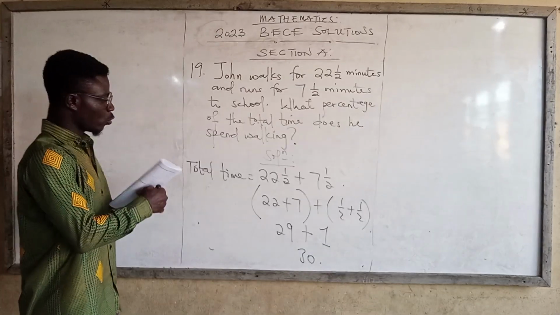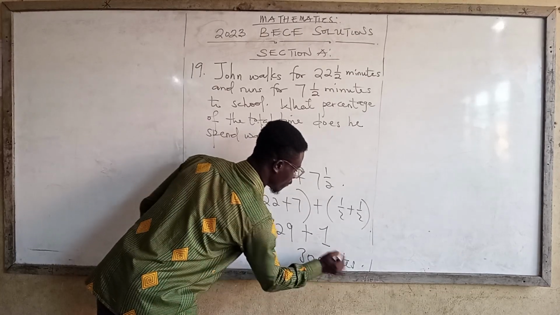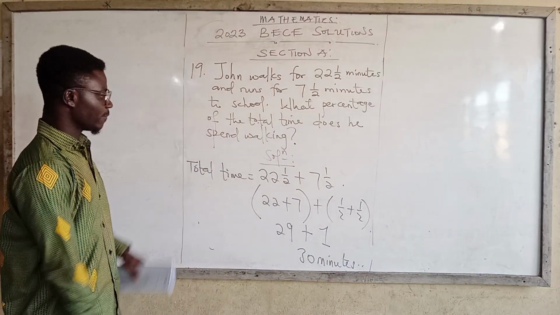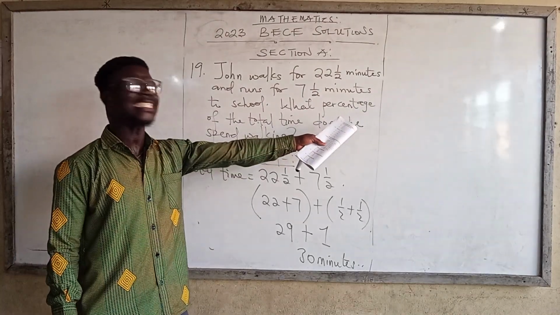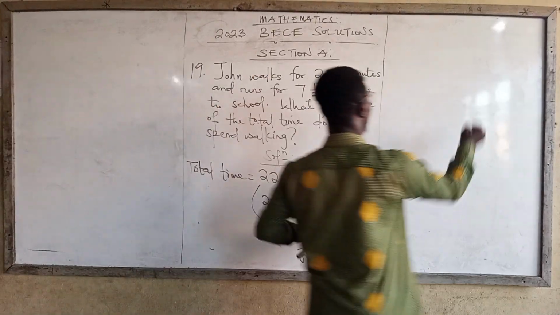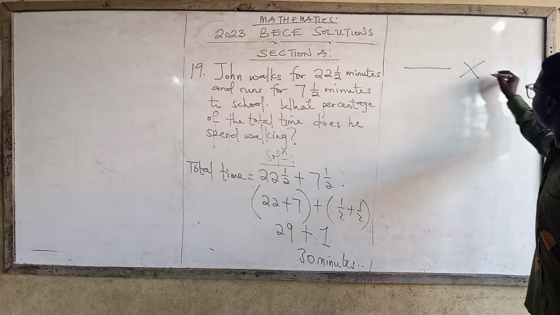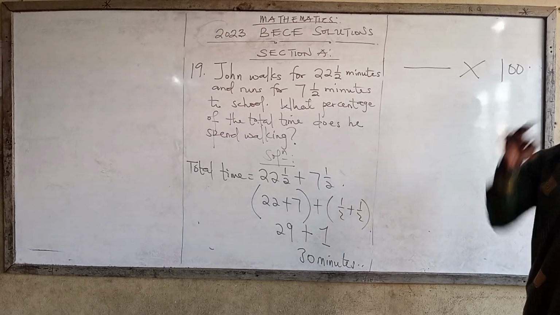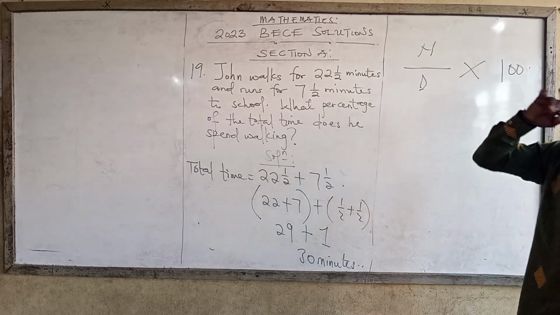So our total time is 30 minutes. Let me add a unit of measurement. So 30 minutes. Now, this time around, we are asking what percentage of the total time does he spend working? Don't forget, when they ask you percentage, you just draw your line and you multiply by 100. Now, this one serves for numerator, this one serves for denominator.